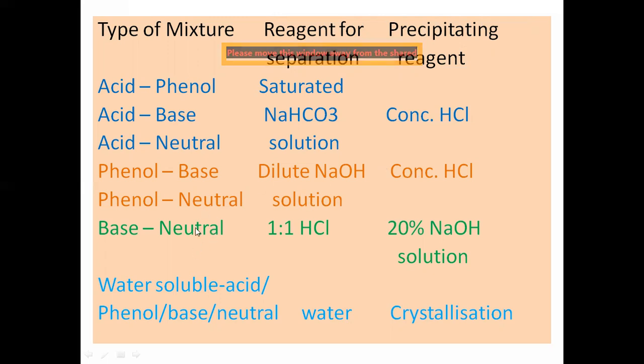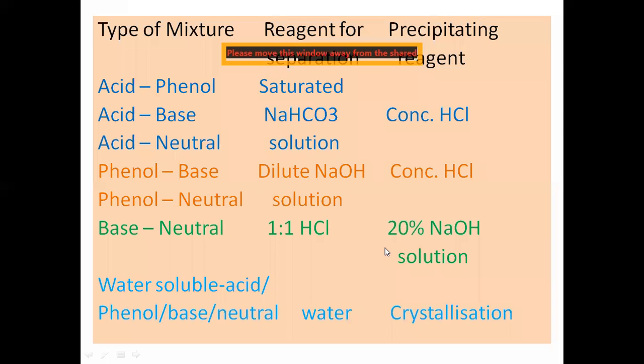Now for the base neutral, the separation reagent is 1:1 HCl. In that, the base gets dissolved. You will get the dissolved base in the filtrate, and your neutral compound will remain on the filter paper. Then in that filtrate, you will add the 20% NaOH solution. This is for the separation.